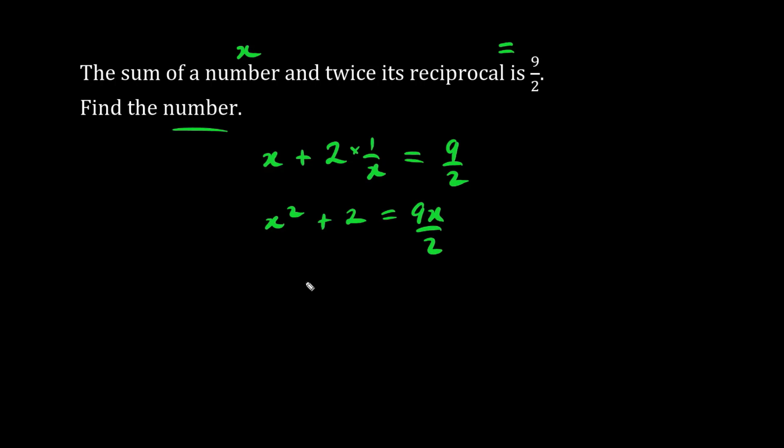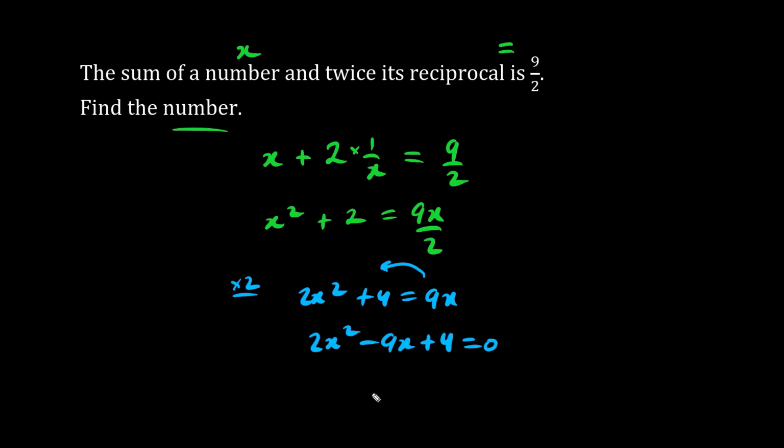We now multiply every part by 2. So we get 2x squared plus 4 equals 9x. And let's throw this 9x to the left. So we have 2x squared minus 9x plus 4 equals 0. So let's factor. We have (2x minus 1)(x minus 4) equals 0.